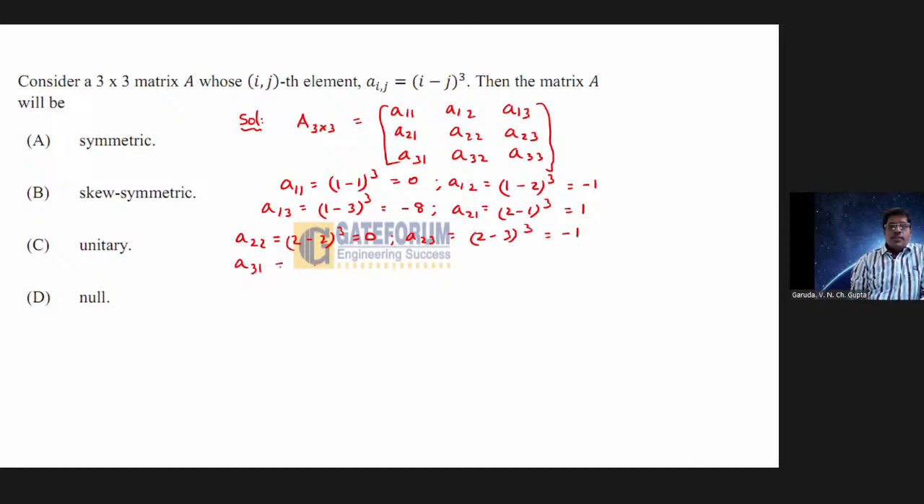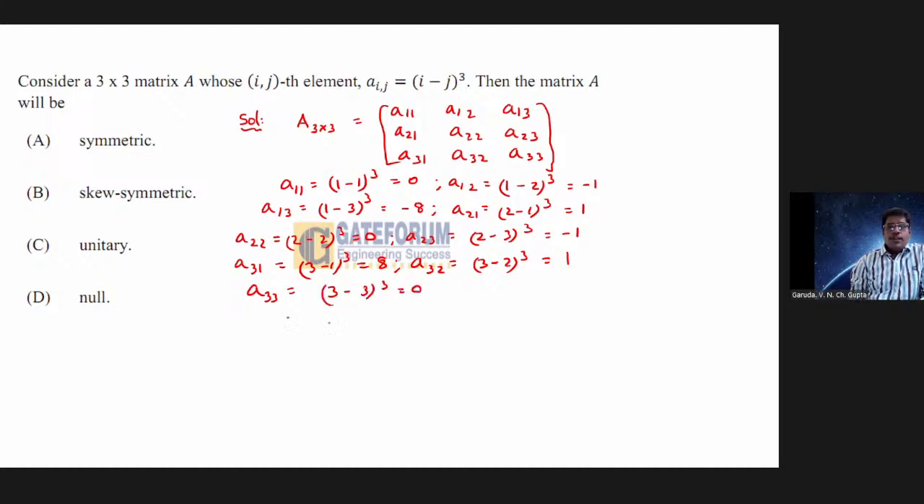A31, i value 3, j value 1. So (3 minus 1) whole cube, which simplifies to 2 cube, 8. A32, i value 3, j value 2. So (3 minus 2) whole cube is equal to 1 cube, 1. Finally, A33, i value 3, j value 3. So (3 minus 3) whole cube is equal to 0.